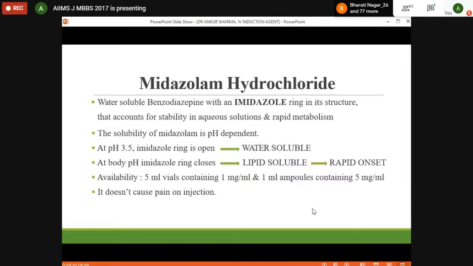The solubility of midazolam is very peculiar. It is pH dependent. Okay, you should remember this. If the pH is low, around 3.5, the imidazole ring is open and it becomes water soluble. But as the pH increases and reaches around the body pH, the imidazole ring closes and it becomes lipid soluble. As I told you in my first or second slide, lipid soluble drugs are very, very rapid in their onset. So the action is very, very fast.